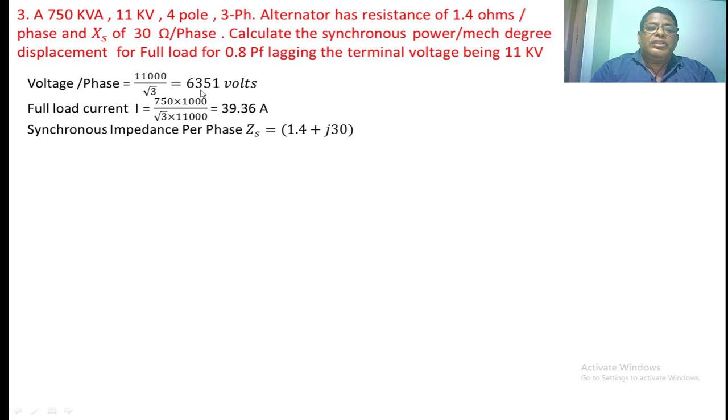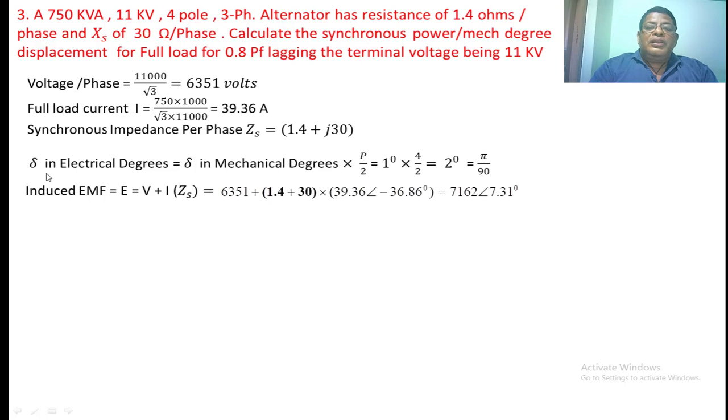First of all, you have to find the per phase voltage. You are getting 6351 volts. Next, full load current. Full load current is equal to power divided by root 3 VL. You are getting 39.36 amperes. Synchronous impedance is given. Zs equal to 1.4 plus j30 ohms. Next, mechanical degrees. Delta in electrical degrees equal to delta in mechanical degrees into number of poles divided by 2. So if you take 1 degree mechanical, you are getting 2 degrees electrical. If you convert it into radians, you are getting pi by 90.